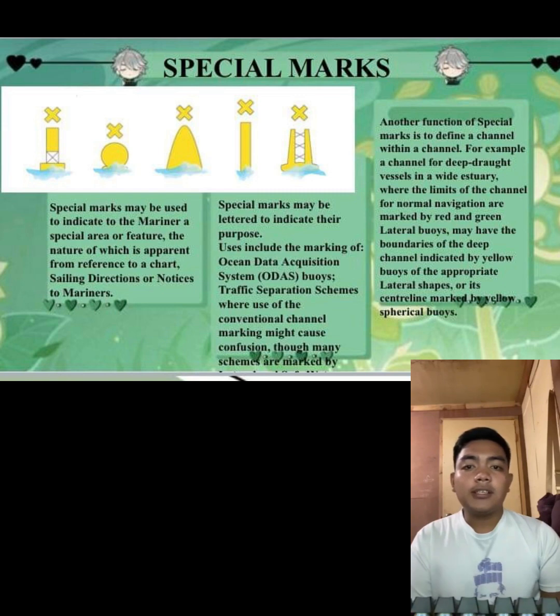Next, I'm going to discuss the identification of special marks. First is the top mark. A single yellow X is the form of top mark used for a special mark when one is carried. The second one is the color. Yellow is the color used for special marks. And lastly, the shape. The shape of special buoys is optional, but they must not conflict with those used for a lateral or safe watermark. For example, an outfall buoy on the port hand side of a channel could be can-shaped but not conical.